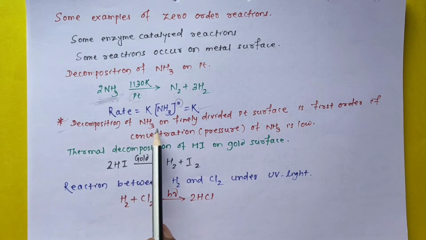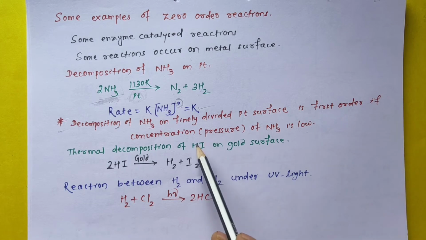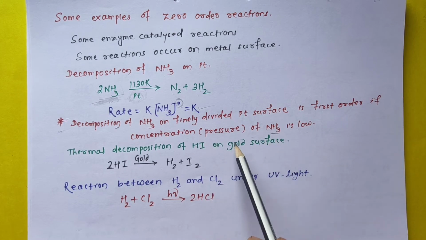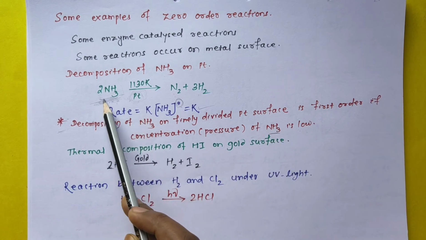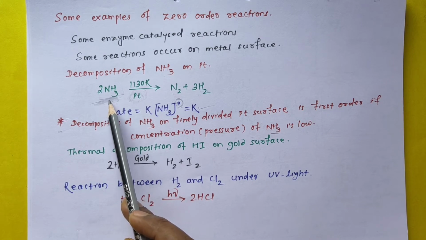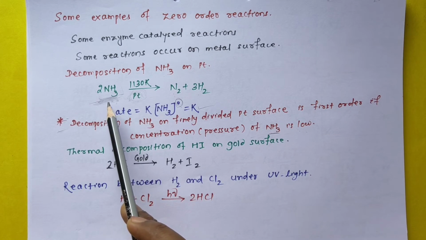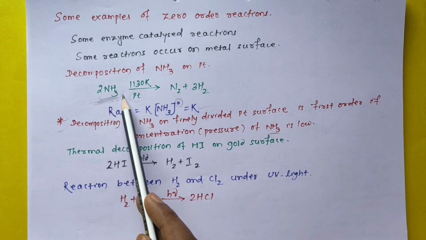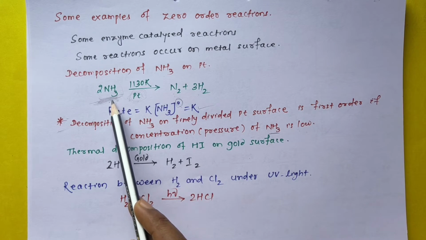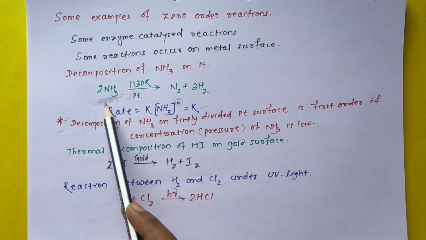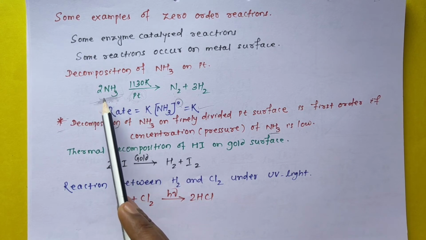Remember, decomposition of ammonia on finely divided platinum surface is first order if the concentration or the pressure of ammonia is low. Means what? You focus here. If the concentration is very high, then what will happen? Its concentration will not noticeably change. Obviously it will remain constant. But if its concentration is very low, then what will happen? If it undergoes reactions, obviously its concentration will change. That means then the rate will depend on what? Concentration of reactant. Then it will become first order reaction.